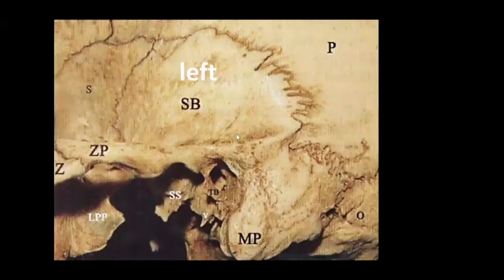This is the left temporal bone. This is the squamous part, this is the zygomatic part, mastoid part. We are not seeing the petrous part, which is on the other side of this. And we have the tympanic part here. And of course, as I said, the 3 ossicles inside.